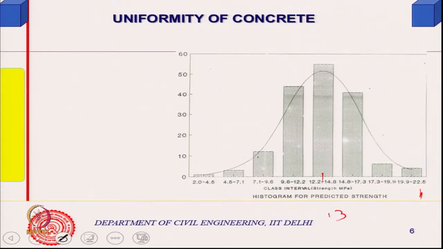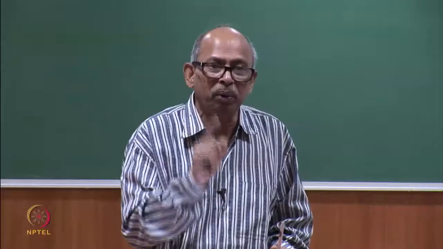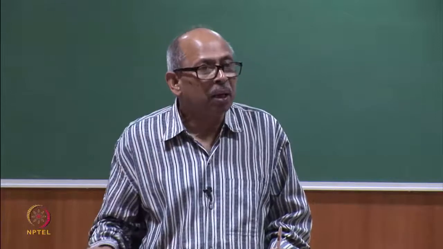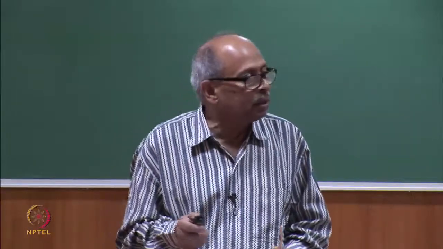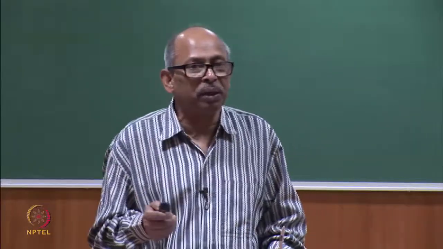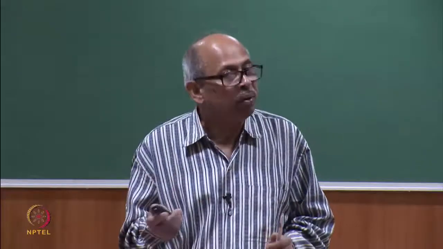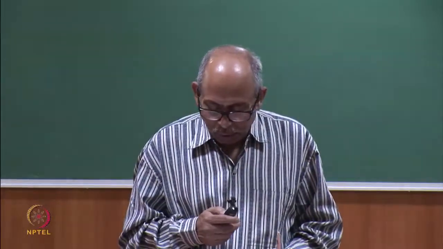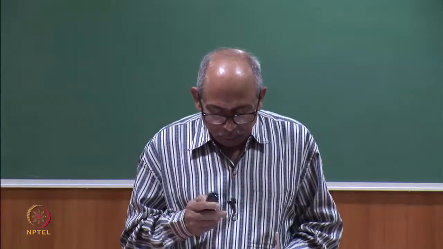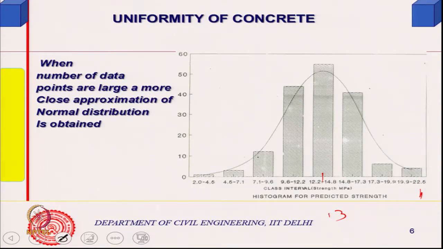Now, this strength is not very good, but it is uniform, that means it has come from the same source, contractor was one, material sources are similar, within reasonable variation. They are not different, two different contractors did not bring it, neither was it done at two different times and so on. So, this is uniform concrete, right. When the number of data points is large, a closer approximation of normal distribution is obtained.